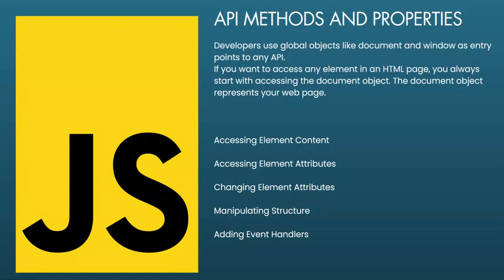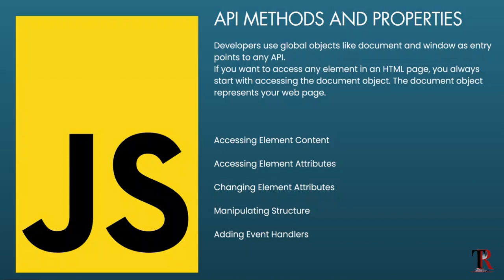The DOM API has methods and properties. Developers use global objects like document and window as entry points to any API. So this simply means that using global objects like document and window is not only specific to JavaScript, but applies to any API, like most APIs. So this stands as a norm or a standard for accessing them as an entry point.